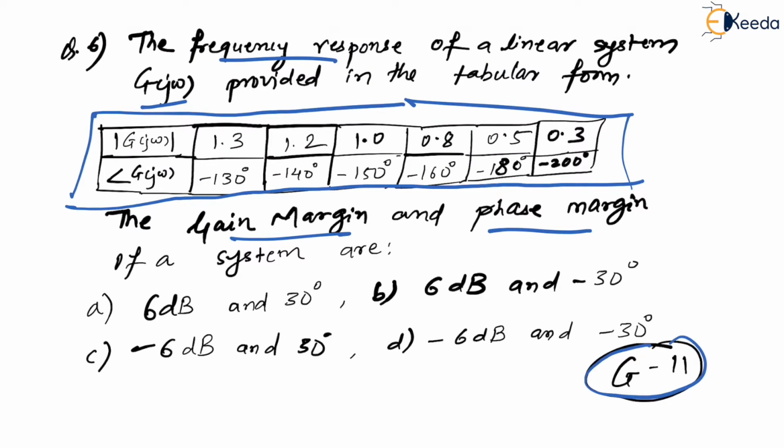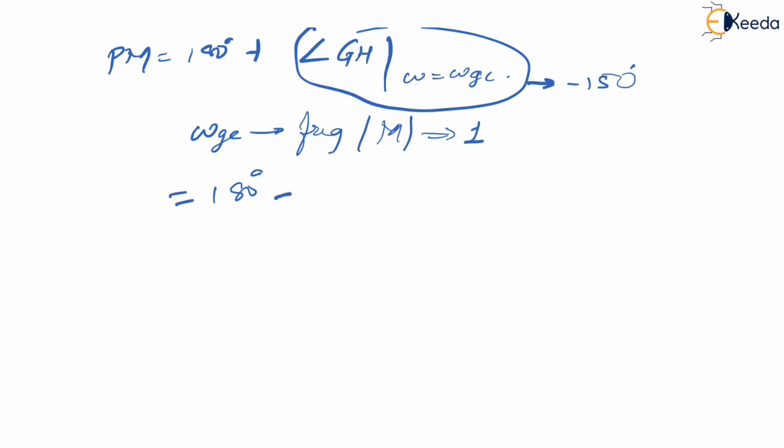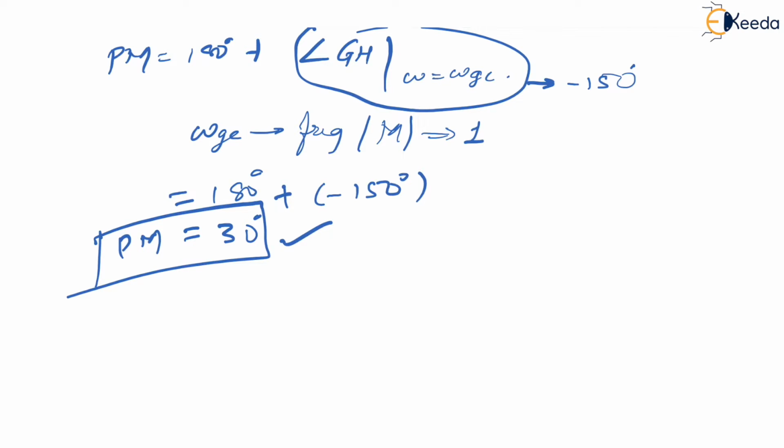Is that correct? Which means if you check out here, this is magnitude 1, right? At this point, when my magnitude is 1, what is my angle? Angle is minus 150 degrees. So angle of GH at omega equal to omega GC is minus 150 degrees. So 180 degrees plus minus 150 degrees is equal to 30 degrees, which means PM is equal to 30. Correct? Half problem solved.